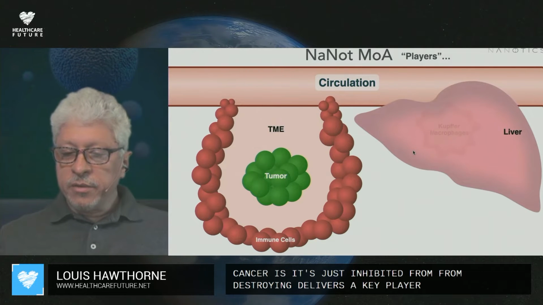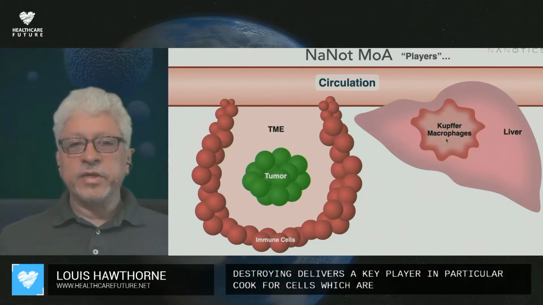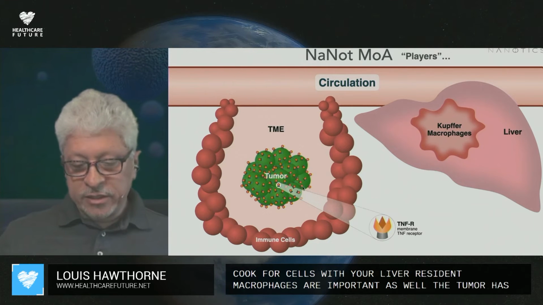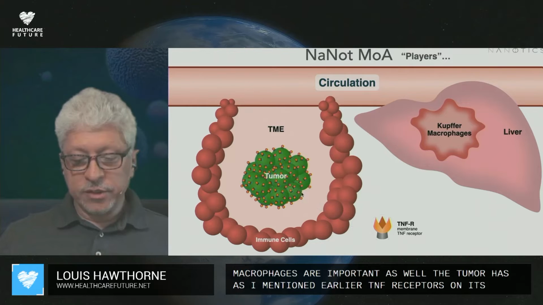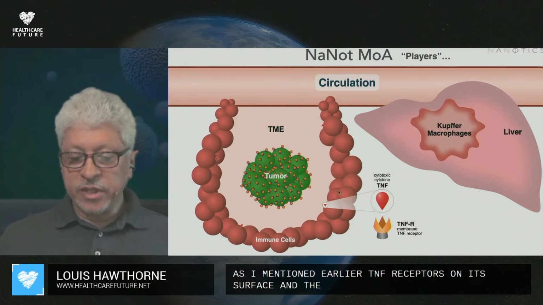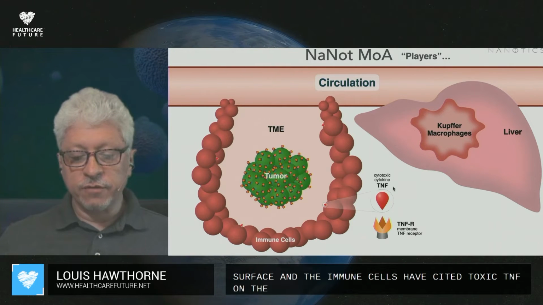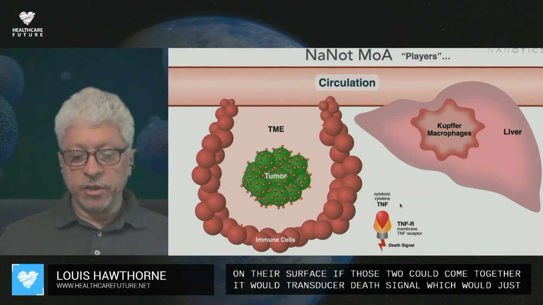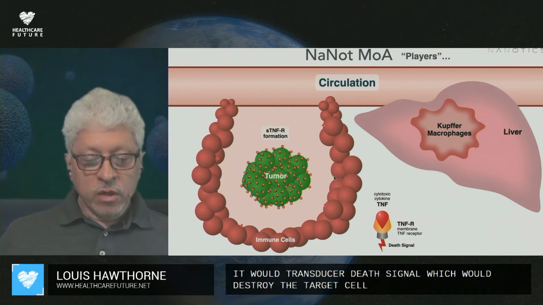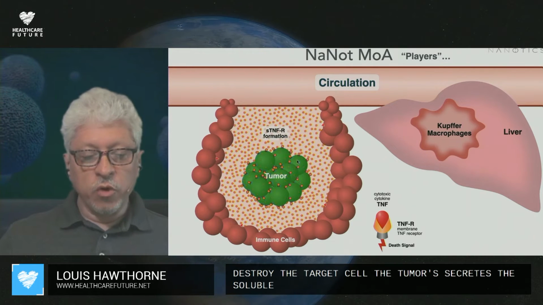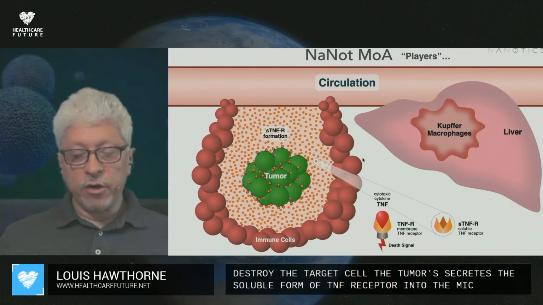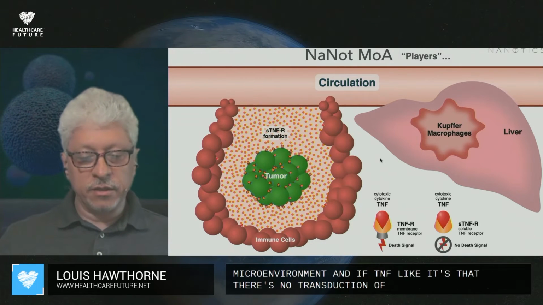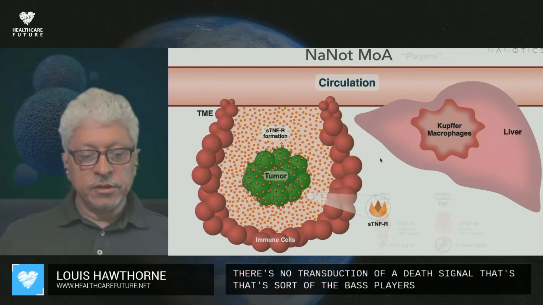The liver is a key player. In particular, Kupffer cells, which are liver resident macrophages, are important as well. The tumor has, as I mentioned earlier, TNF receptors on its surface, and the immune cells have cytotoxic TNF on their surface. If those two could come together, it would transduce a death signal which would destroy the target cell. The tumor secretes the soluble form of TNF receptor into the microenvironment, and if TNF ligates that, there's no transduction of a death signal. That's sort of the basic players.